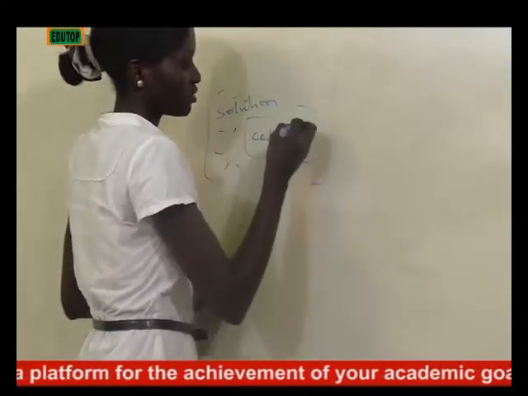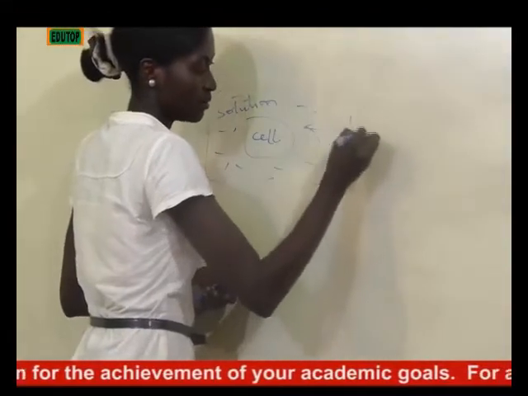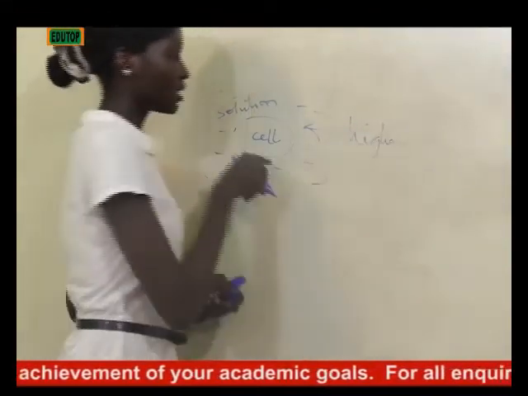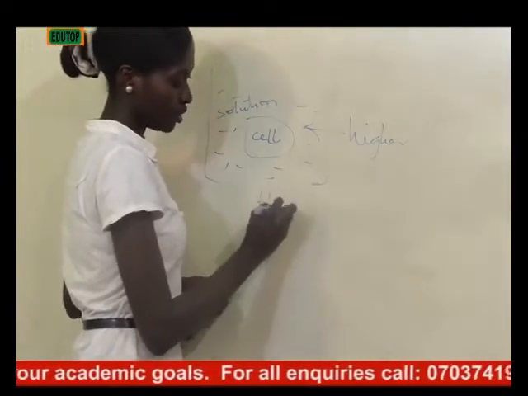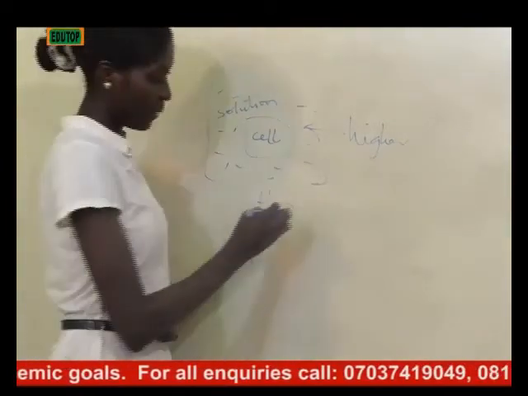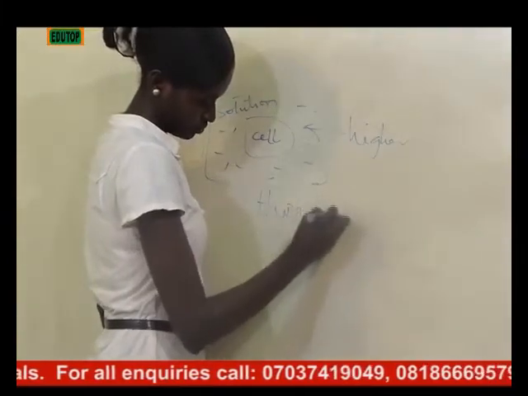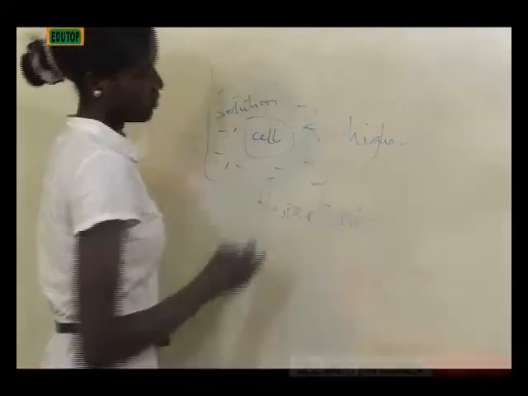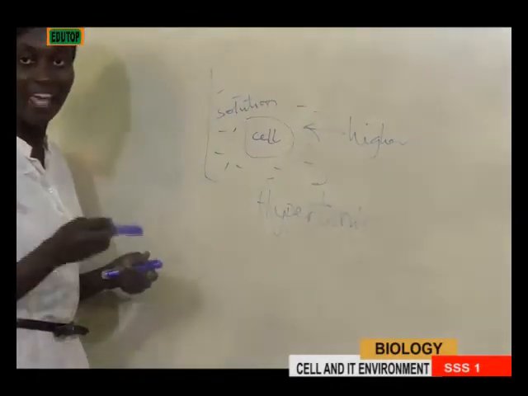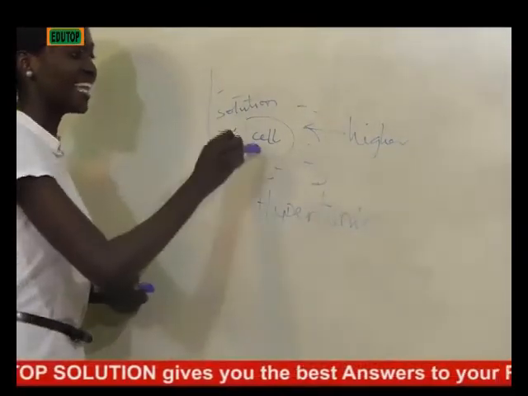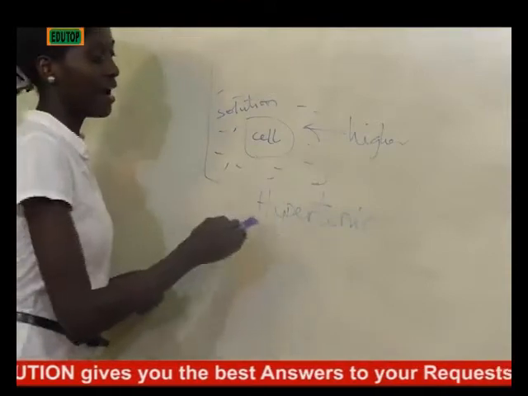The concentration of this is higher than what we have in the cell. So you say it is a hypertonic solution. When the external solution is higher in concentration than the internal of the cell, you have a hypertonic solution.